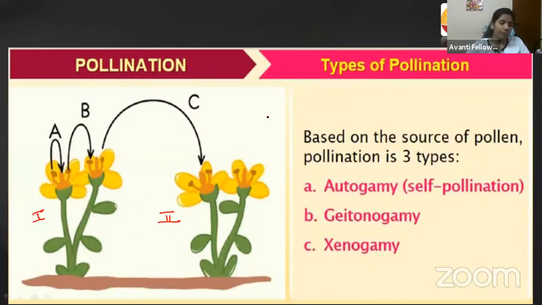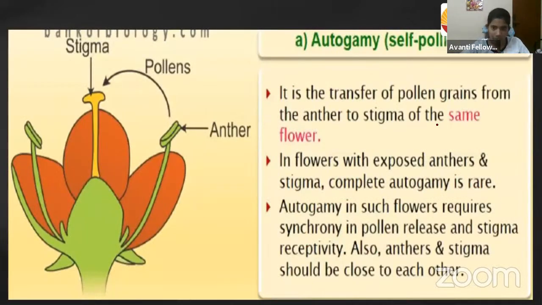So now we will see how autogamy works, let me just read the points. This is very easy. So far what I have told is there in this. It is the transfer of pollen grain from the anther to the stigma of the same flower. That is what is called autogamy. In flowers with exposed anthers and stigma, complete autogamy is rare. There are some flowers in which the stigma and the anthers are exposed. If they are exposed, there are chances of cross pollination.